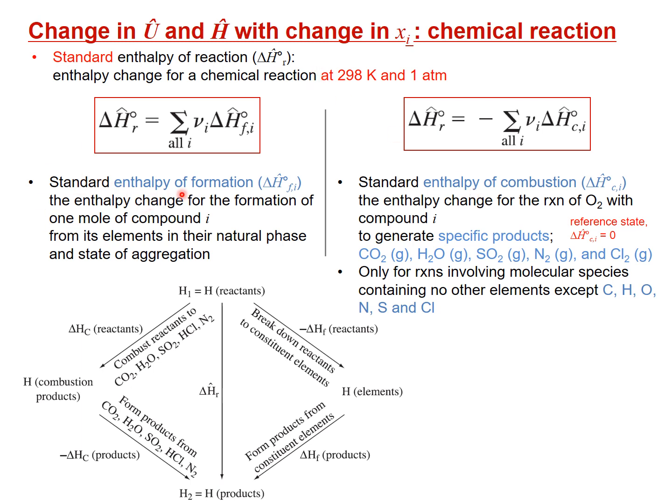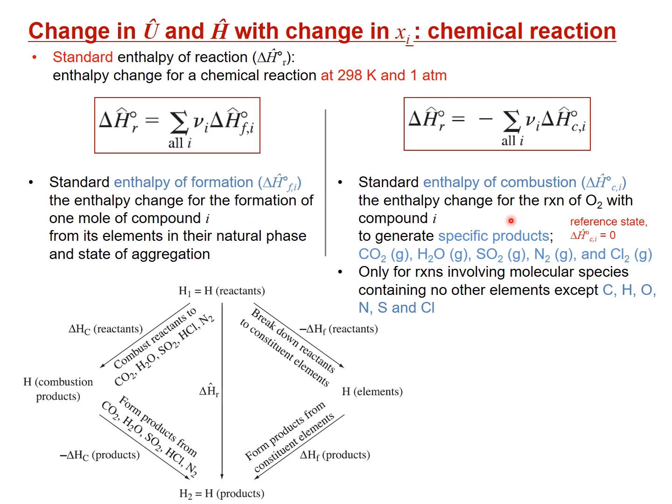So what is the standard enthalpy of formation or enthalpy of formation? This is the enthalpy change for the formation of one mole of compound i from each element in their natural phase and state of aggregation. For example, CO2. CO2 can be made from just carbon plus oxygen gas. Carbon and oxygen gas are considered as elements in their natural phase and state of aggregation, right? So the chemical reaction equation is like C plus O2 going to CO2. The enthalpy of this kind of reaction is easily found in some database. So we could use it. And that is the enthalpy of formation.